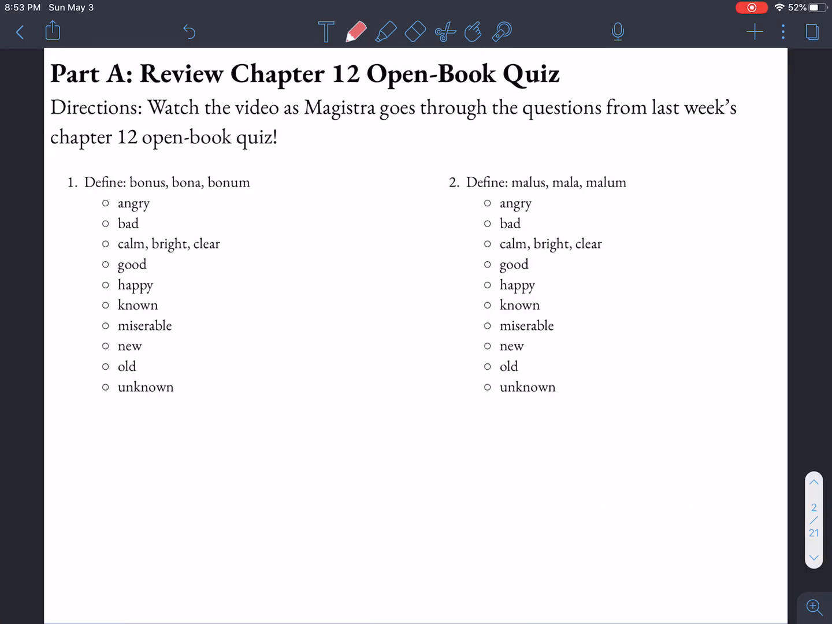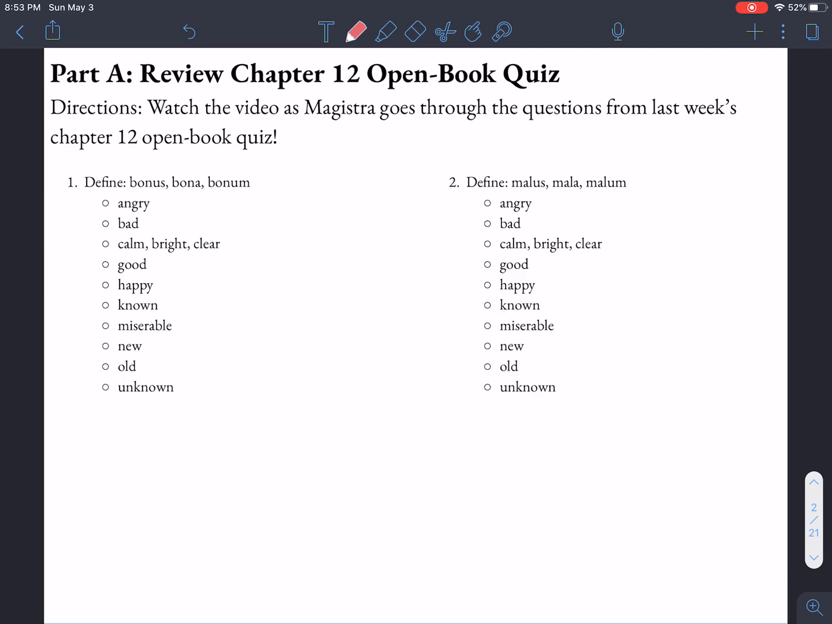Part A. I'm going to review the Chapter 12 open book quiz that you guys took last week. Again, if there's anything here that you're not really sure about, you can always just shoot me an email or leave me a message on Google Classroom and I'll get back to you. So here we go.